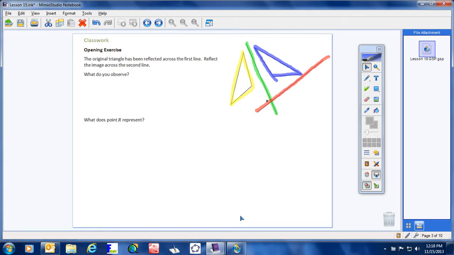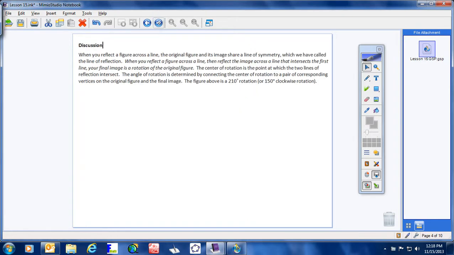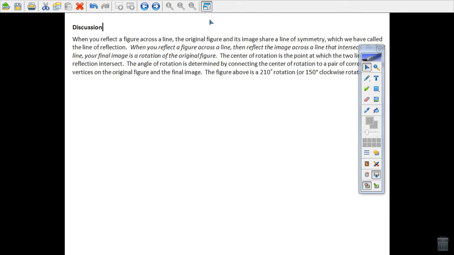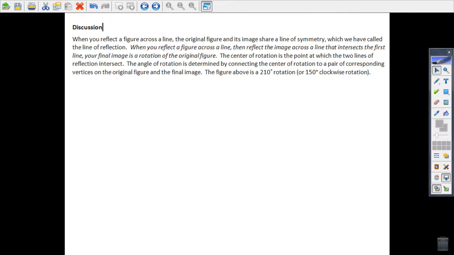And there, point R represented the rotation. The line represented the reflection, right? Because I reflect around a line, but I rotate around a point. So when you reflect a figure across a line, the original figure and its image share a line of symmetry. We've called that the line of reflection. But when you reflect across a line, then reflect the image across the line that intersects the first line, your final image is a rotation of the original one. The center of rotation is the point at which the two lines intersect, and they say that the angle of rotation was actually 150 degrees. We proved them wrong.